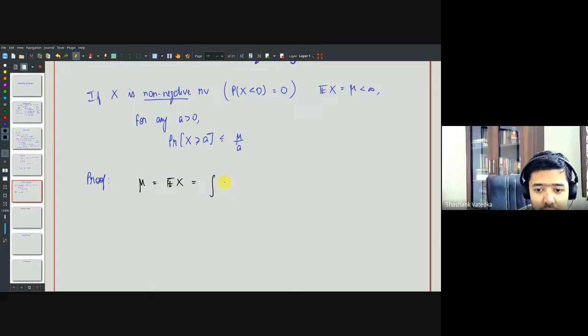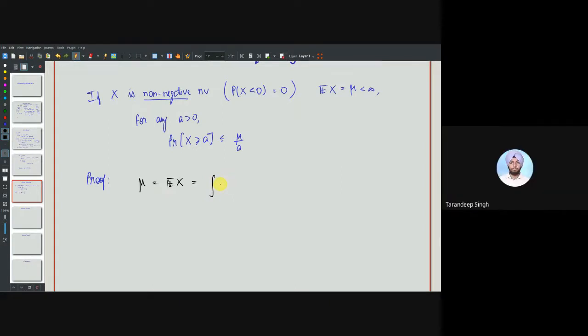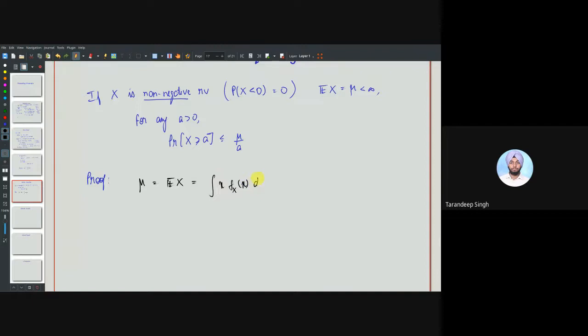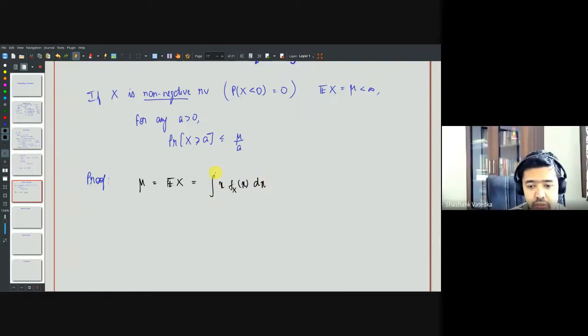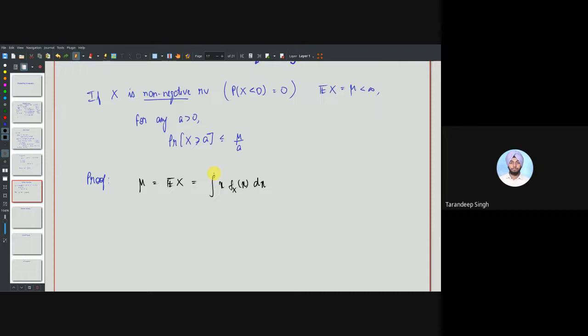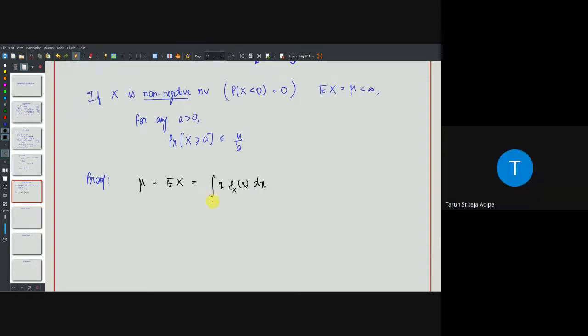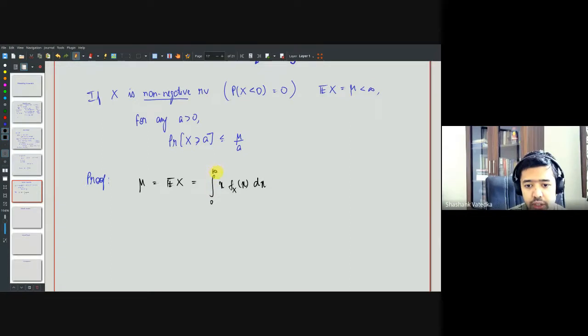So it's x times fx dx. And what are the limits of integration? In general, it's minus infinity to plus infinity, but in this case, it is 0 to infinity, because you know that x is greater than or equal to 0 with probability 1. Okay. So this is the expression for the expectation.